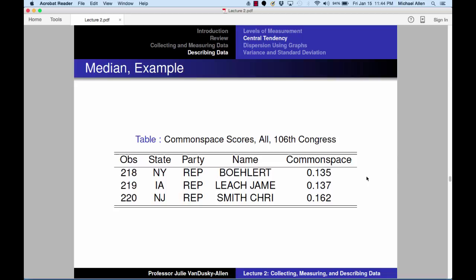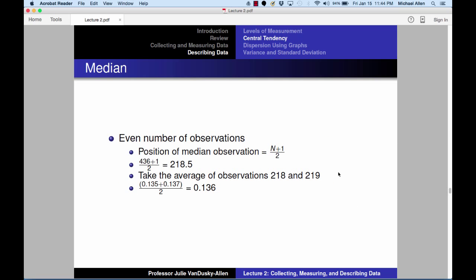So if you look on the previous slide, observation 218 takes on a value of 0.135, and observation 219 takes on a value of 0.137. The average of 0.135 and 0.137 is 0.135 plus 0.137, and that value divided by 2, which is 0.136.